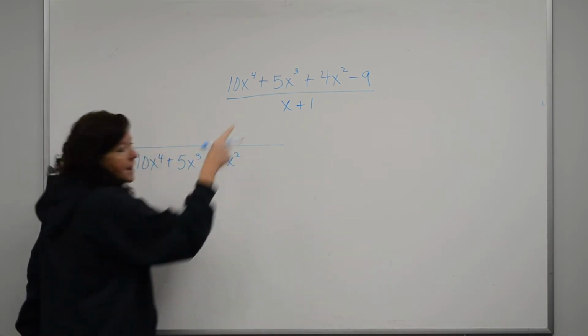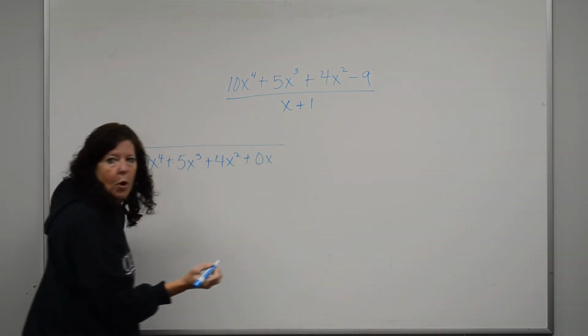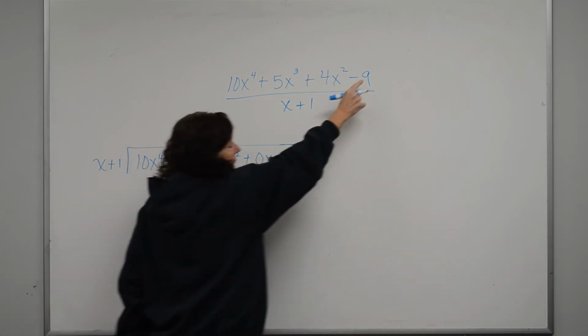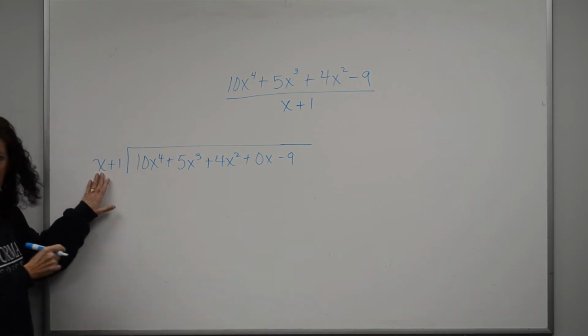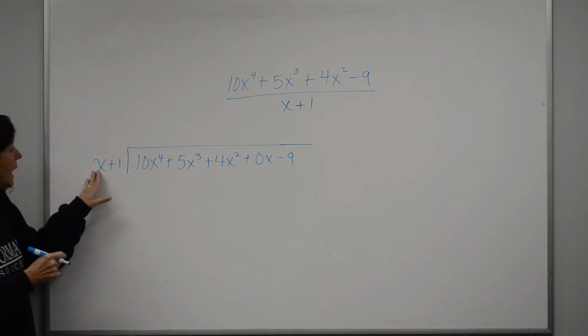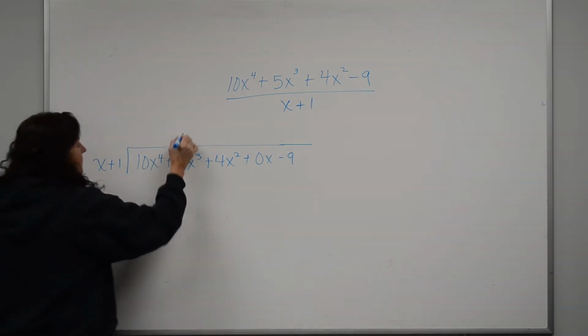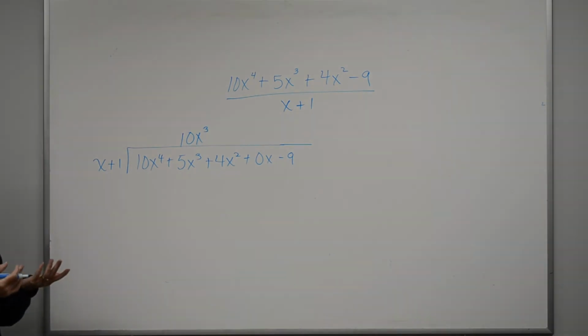Okay, I don't have an x to the first power. So I gotta put a 0, if I want to, I can put a 0x, so that I'll remember that that's the x to the first power. Understanding that this is an x to the 0 power. Okay, so what I do is I look at the first term, and I go, x times what gives me 10x to the 4th power? 10x to the 3rd power will give me 10x to the 4th power.